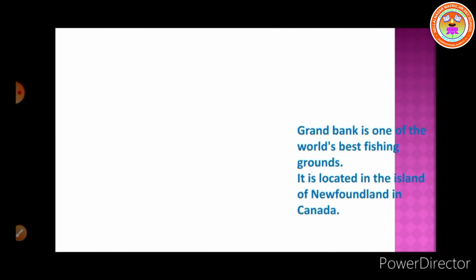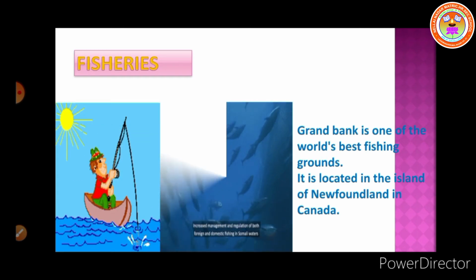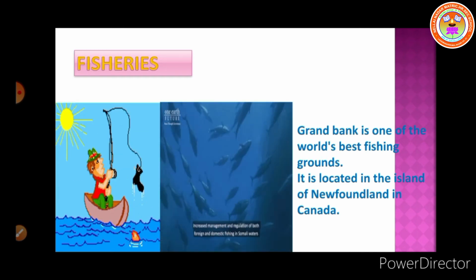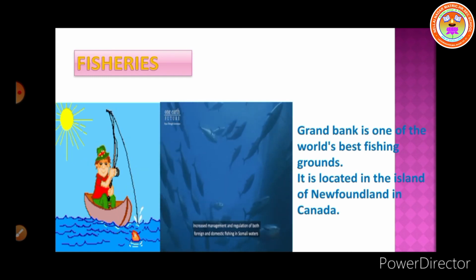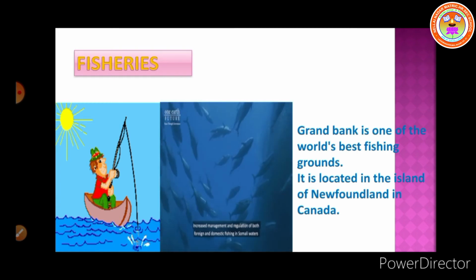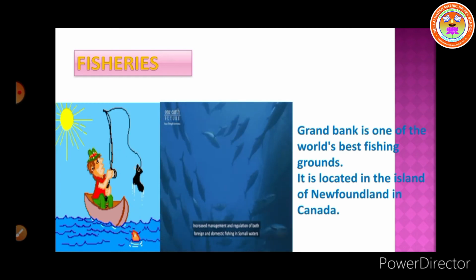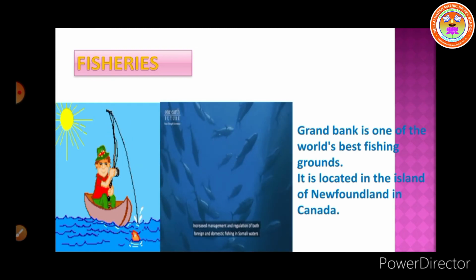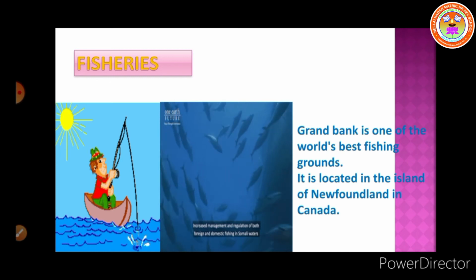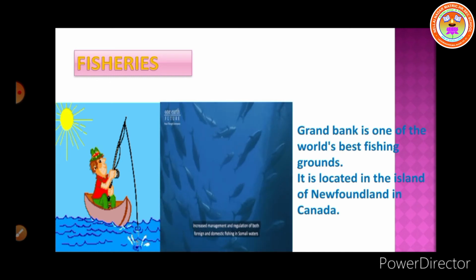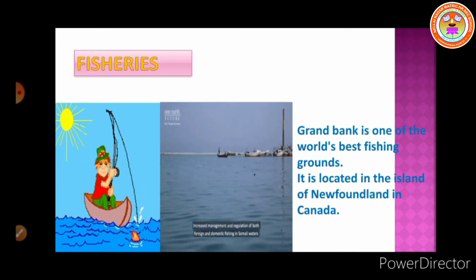Next, let us see fisheries. Fishing is locally important in the seas around the continent. Grand Bank is one of the world's best fishing grounds. It is located near the island of Newfoundland in Canada. Here the meeting of the cold Labrador current and the warm Gulf Stream current provides suitable conditions for fish to thrive.